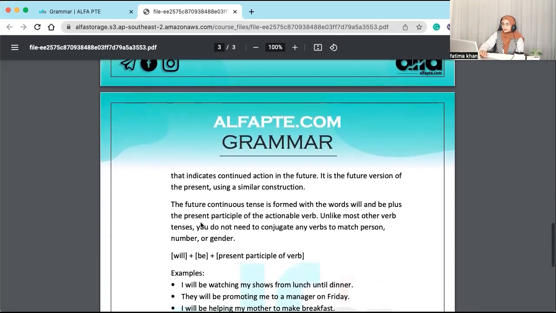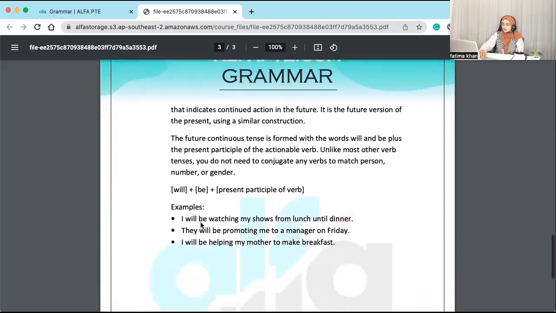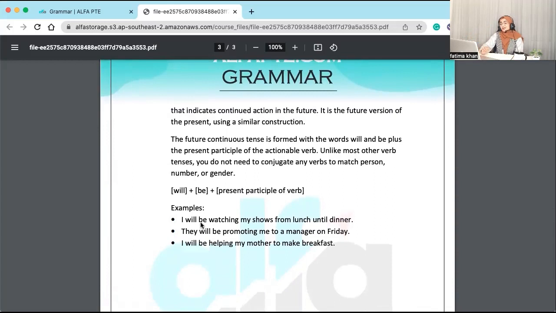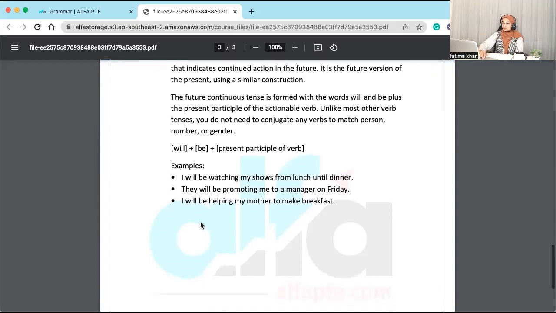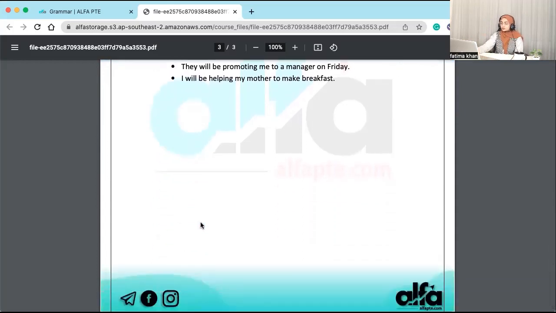Okay, for example, future continuous is formed with will be plus the verb plus ing. I will be watching my shows from lunch until dinner tomorrow. All right, so tomorrow my plan is just to watch my shows. Or they will be promoting me to a manager on Friday. So they will be doing this. I will be helping my mother to make breakfast tomorrow. So we'll be doing something that will be happening in the future in a continuous manner. So that's when you use future continuous.